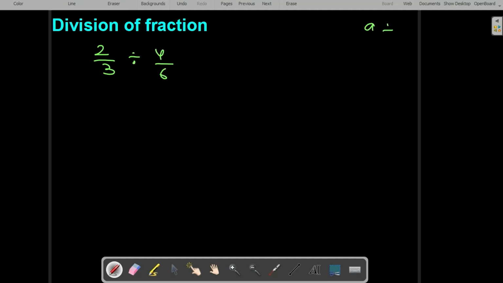Whenever there is a division, A divided by B, we always write it like this. That means B upon 1, we just take the reciprocal of this. So here, 2 upon 3, I am changing into multiplication. Now we take the reciprocal of 4 upon 6, which is 6 upon 4. Change the denominator to the numerator and the numerator to the denominator.